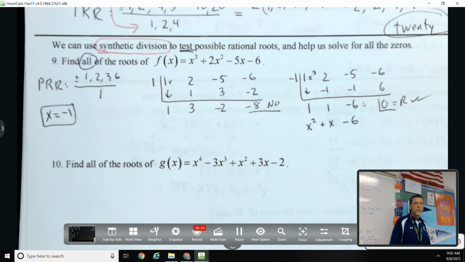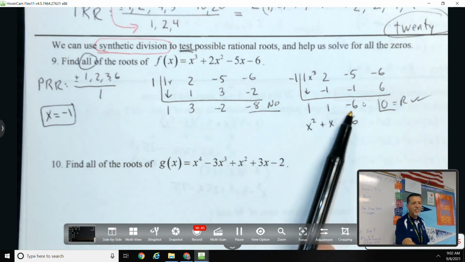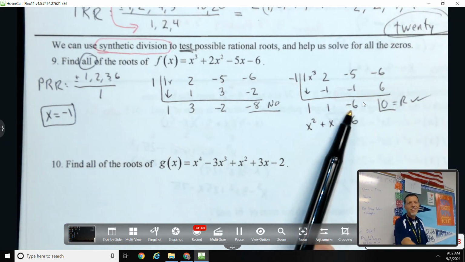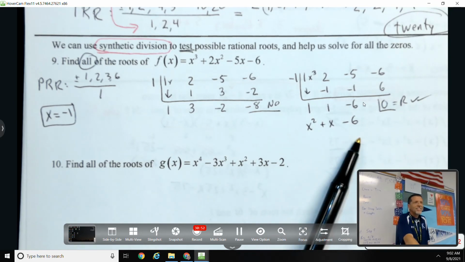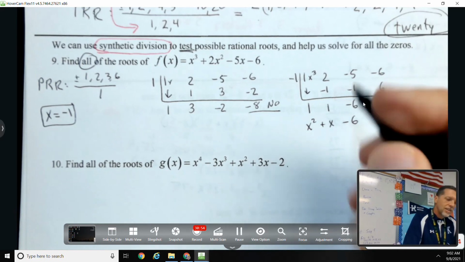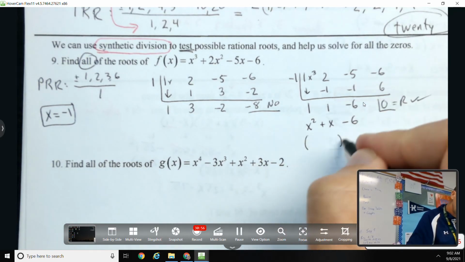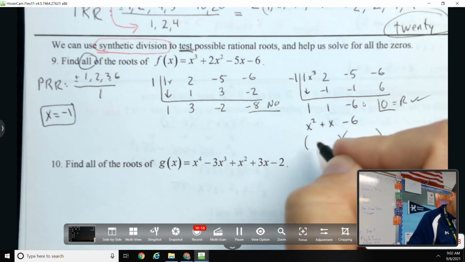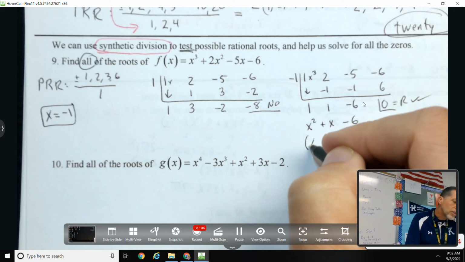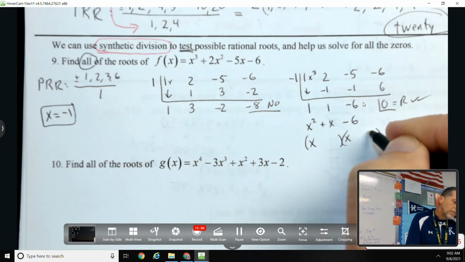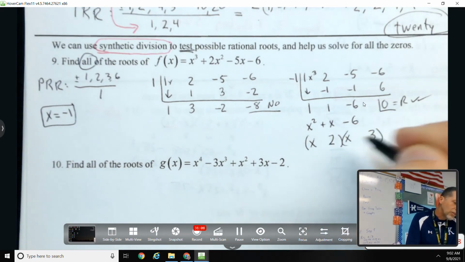Well, if I wanted to keep testing, I could test on the depressed ones. Yes, that's true. But I've got one that'll factor, so I don't have to guess anymore. So you just do the -1 again. Once you get it down to a quadratic, there's no more guessing because you can always solve a quadratic. You can't always factor a quadratic, but you can always solve a quadratic.